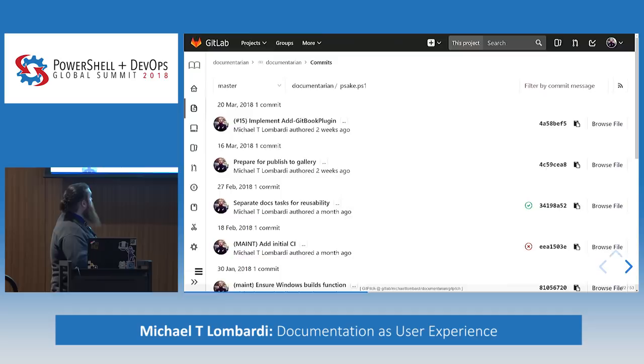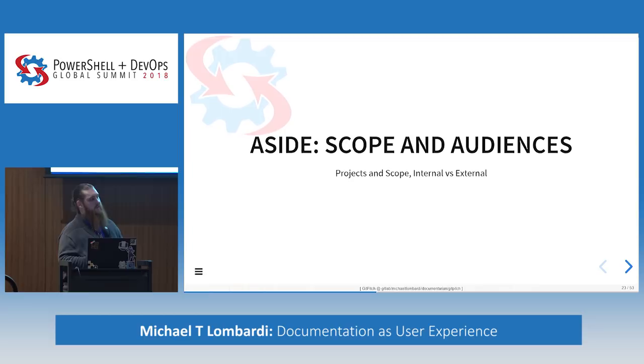Next up, real brief aside, let's talk about scope and audiences. Projects have different scopes. Some of you write docs that are for your entire team. Everybody who's doing operations has to follow these things. This is what you do when the bad guys get in. This is what you do when the really important database that pays us goes down.